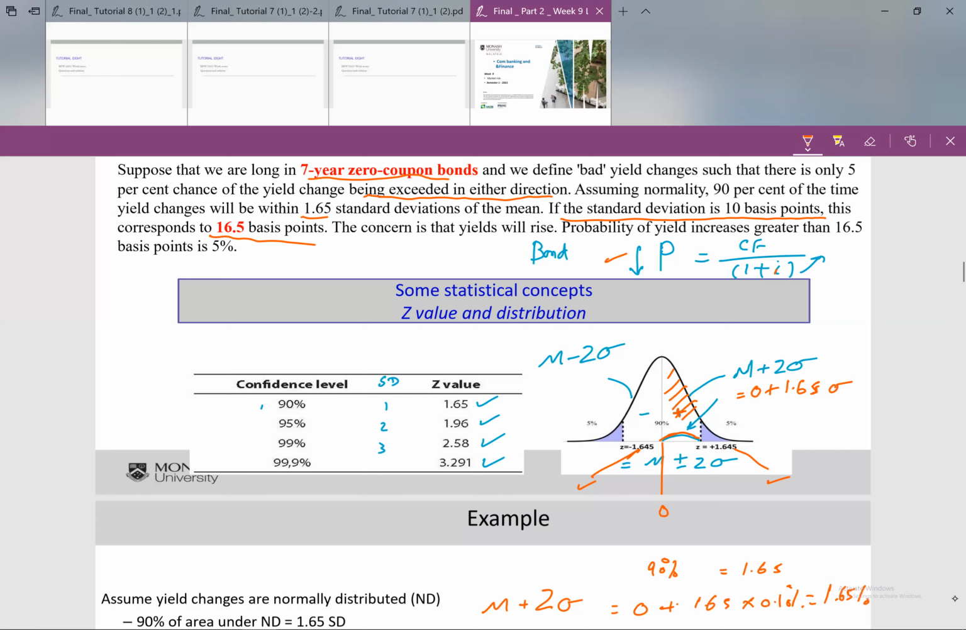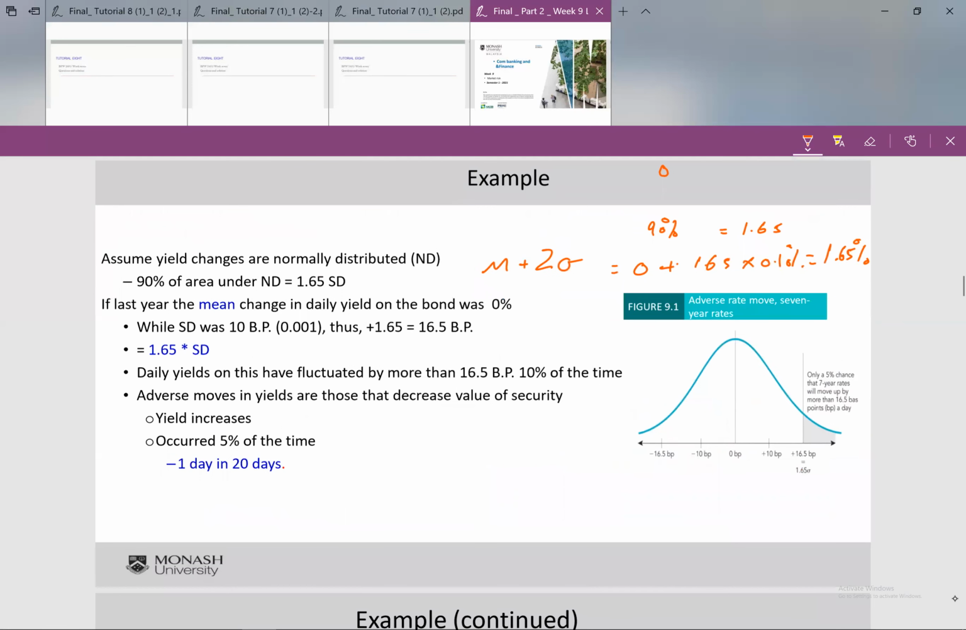You have to take this one and then take what we call the modified duration, and then calculate it by the exposure. The formula is there, but this is the technical point. Now let's take this example. Assume the yield changes are normally distributed, which means the mean is zero. A 90% area means we are talking about this area and this area. Of course, we are concerned about the right one, not the left.